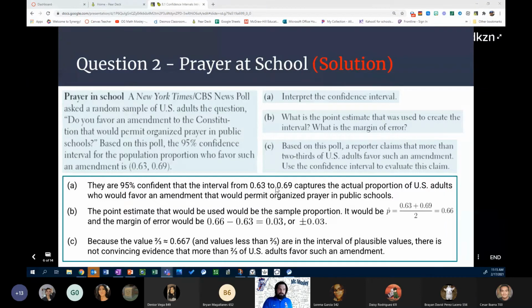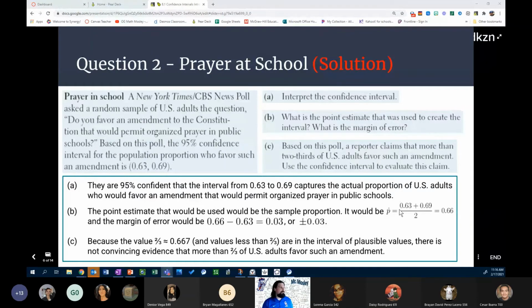Not that 0.63 to 0.69 is the actual proportion, because it can't be more than one value, right? This range has it somewhere in there. For part B, the point estimate that would be used would be the sample proportion. We can find that by finding the midpoint between the upper and lower bound, right? Find their average. So we do 0.63 plus 0.69 and we get 0.66.